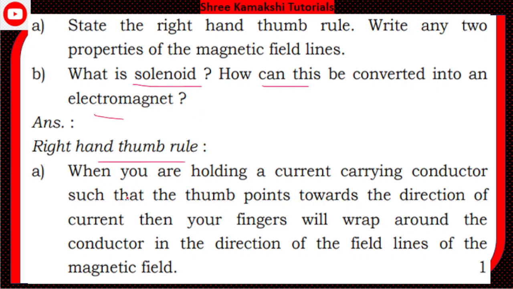Right hand thumb rule is, when you are holding a current carrying conductor such that the thumb points towards the direction of the current, then your fingers will wrap around the conductor in the direction of the field lines of the magnetic field. Understand?